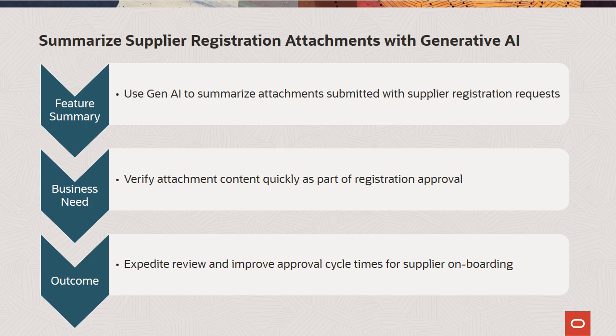Opening every individual attachment to verify its content as part of the review and approval process is time consuming. Providing automated summaries of attachments makes the review process more efficient, given the approvers now no longer need to drill down into individual attachments. This expedited review helps improve the registration approval cycle times.